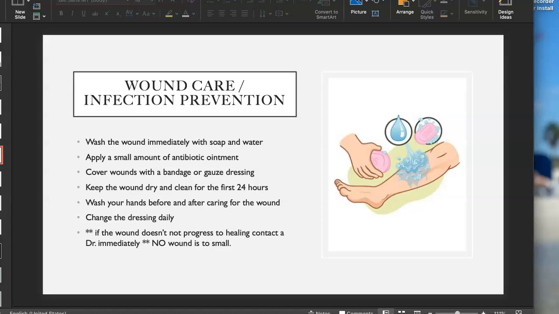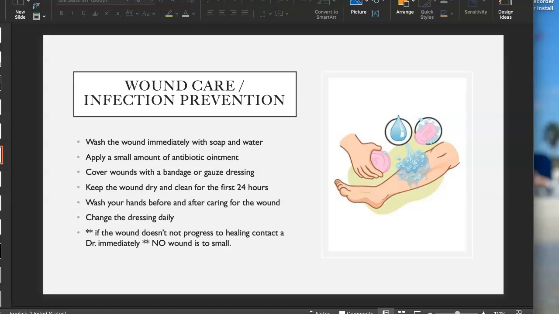Some wound care and infection prevention, which will minimize your infection rate and hopefully avoid ever being diagnosed with necrotizing fasciitis, would be, when noticing or getting a wound, you would wash the wound immediately with soap and water, apply a small amount of antibiotic ointment, cover the wound with a bandage or gauze dressing. Always keep the wound dry and clean for the first 24 hours minimum. Wash your hands before and after caring for the wound, and change the dressing of the wound daily.